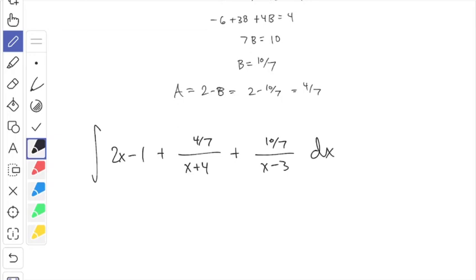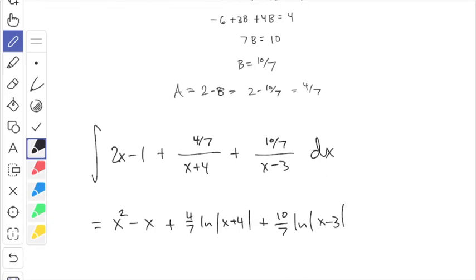And now we can do the integral. The first two parts are very easy. You know, 2x becomes x squared. Minus 1 becomes minus x. And then these fraction parts, they each become natural logs. So it's going to be 4 over 7 ln absolute value x plus 4 plus 10 over 7 ln absolute value x minus 3. That's your answer. It's quite a journey to get there. There's some satisfaction in finishing it off.